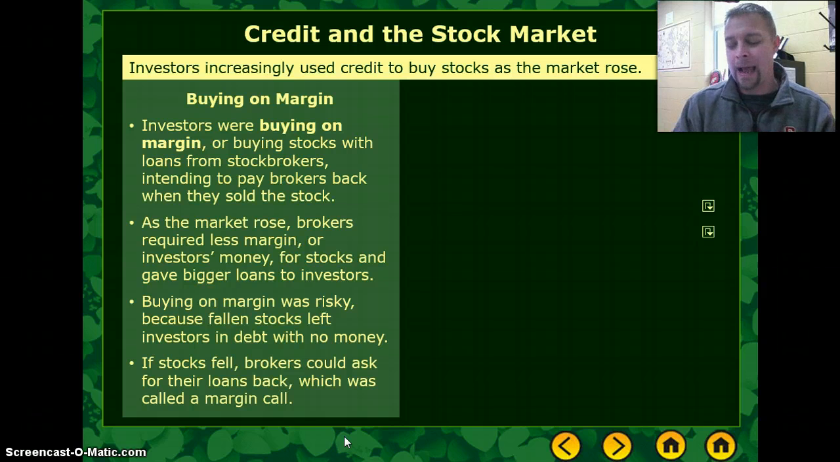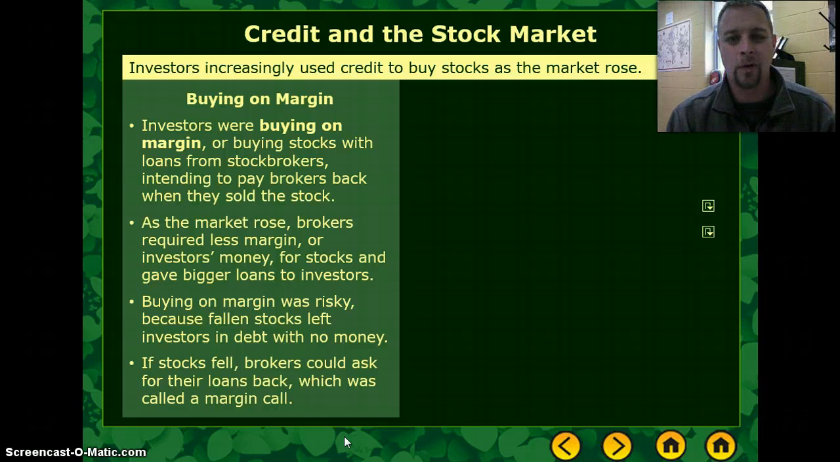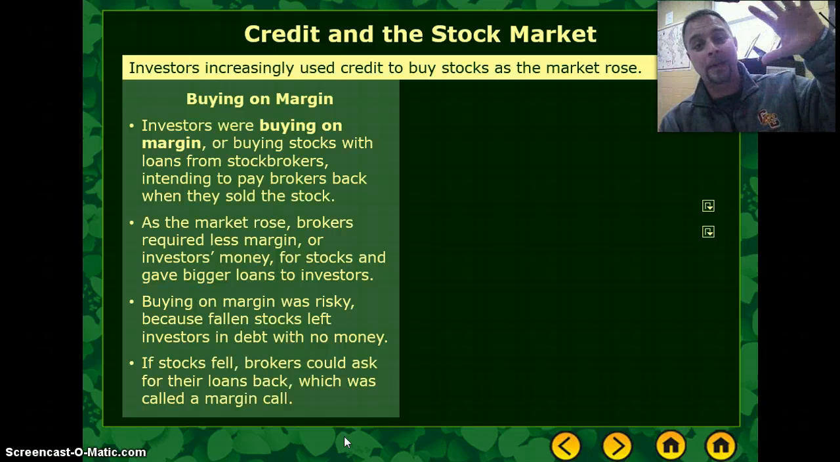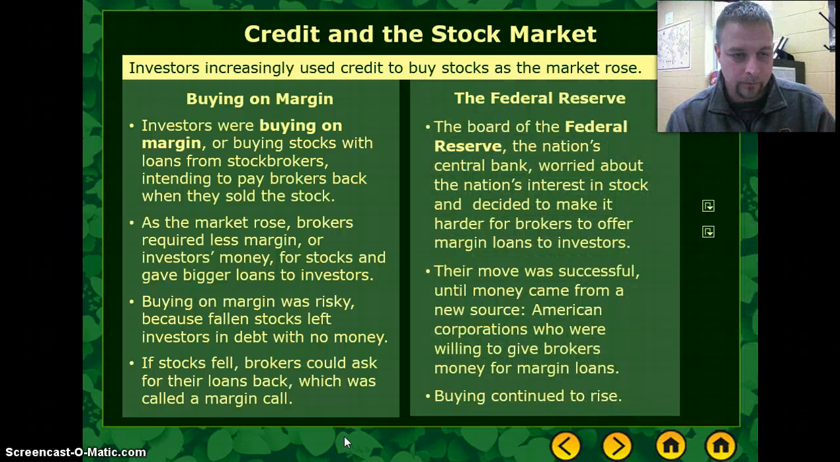And what happens is, as the stock market starts to tumble a little bit, brokers begin to make all these margin calls, basically calling their clients and saying, I want my money. And of course, the investors don't have it. So it's all predicated on the idea that the stock market is going to continue to increase.